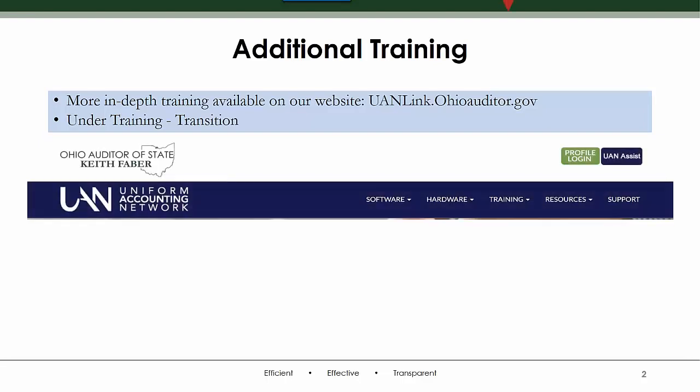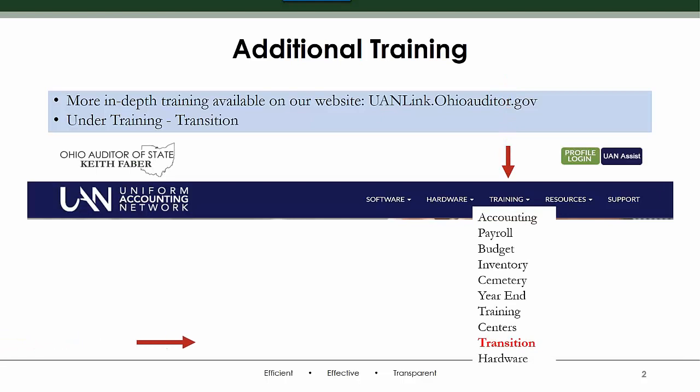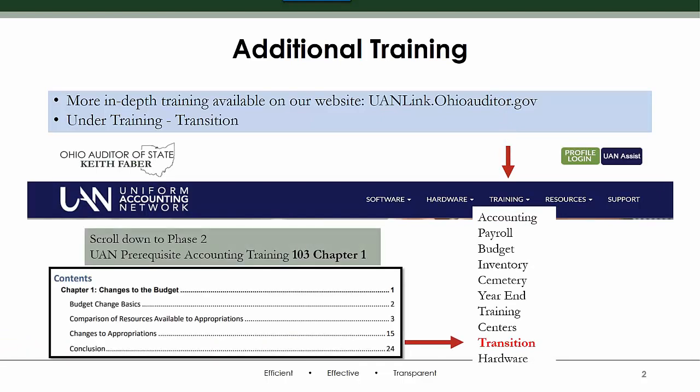uanlink.ohioauditor.gov. If you go to our website, you'll see Training, and if you click it, you get the drop-down list. Under Transition, you will find Phase 2, UAN Prerequisite Accounting Training, and I want to direct you to 103, Chapter 1. I've just taken a screenshot of the manual that goes with that video, and it is all about changes to the budget. It's going to go further and slower than I can get through today in a 2-hour video.